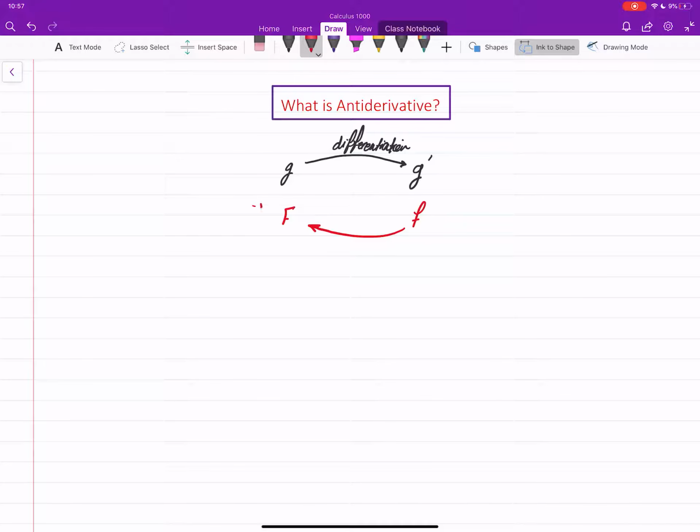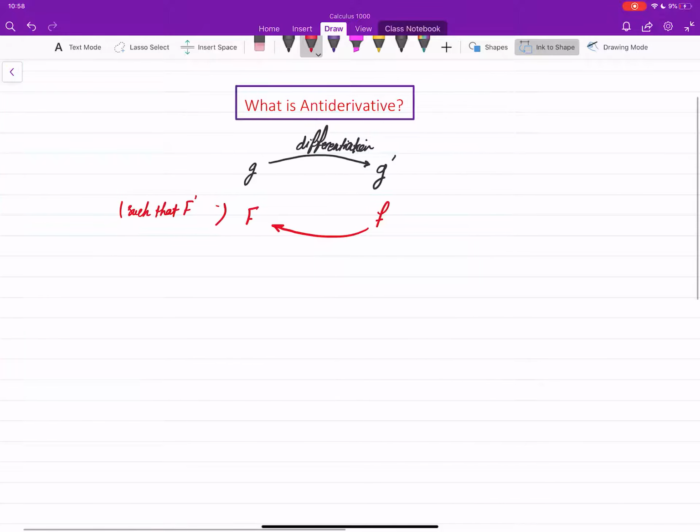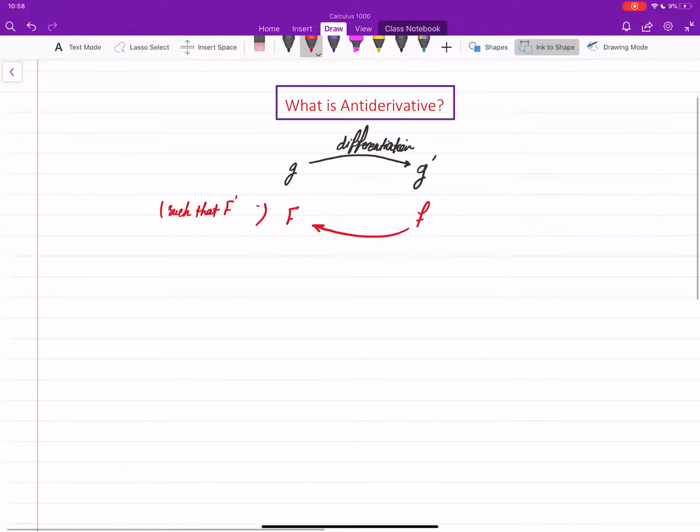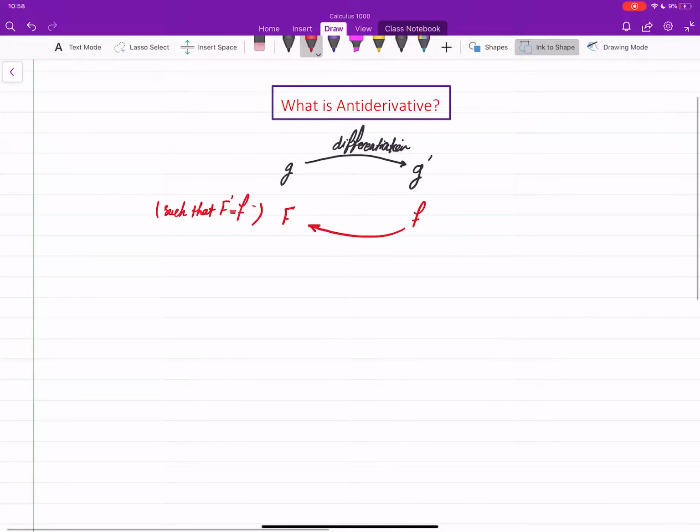So such that the derivative of the function we find is equal to the given function. This is what is called anti-differentiation.